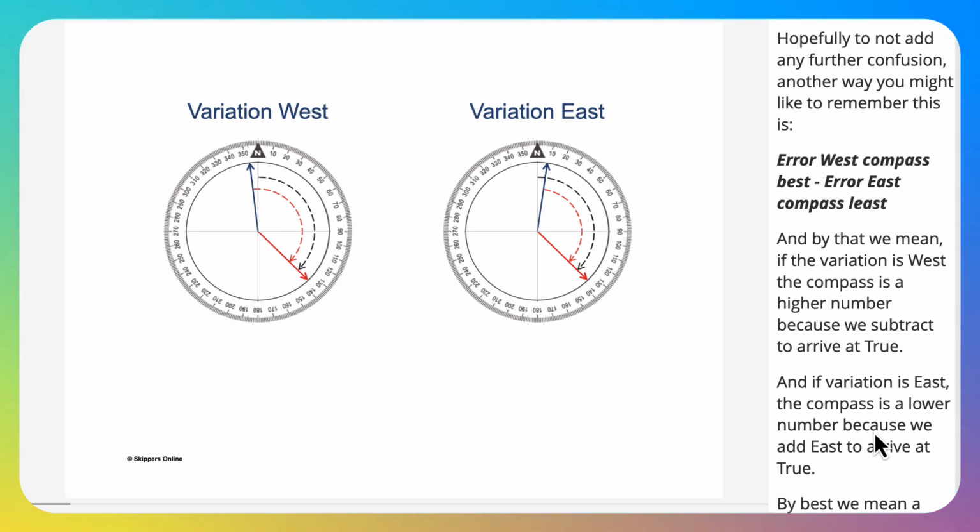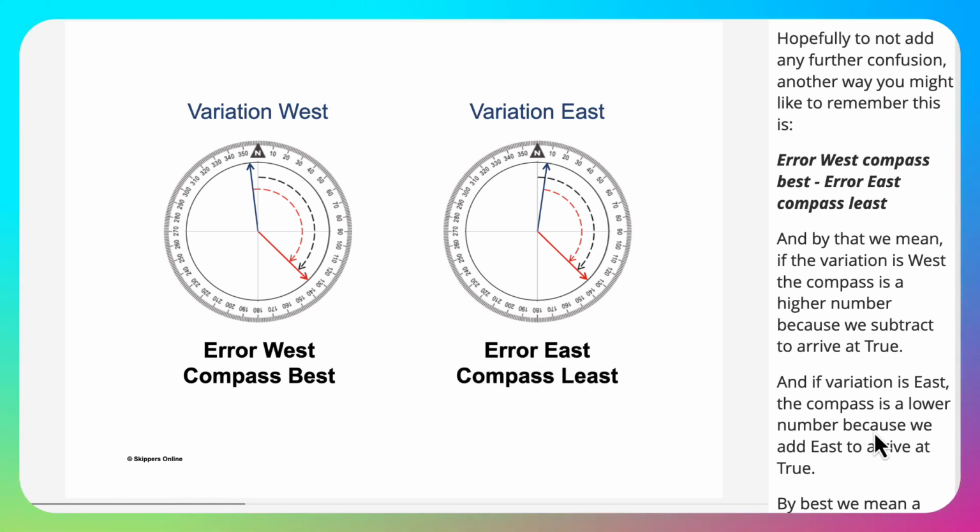Hopefully, to not add any further confusion, another way you might like to remember this is error west, compass best. Error east, compass least. And by that we mean if the variation is west, the compass is a higher number because we subtract to arrive at true. And if variation is east, the compass is a lower number because we add east to arrive at true. By best we mean a higher number, and by least we mean, of course, lower.